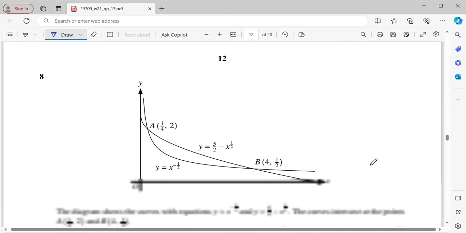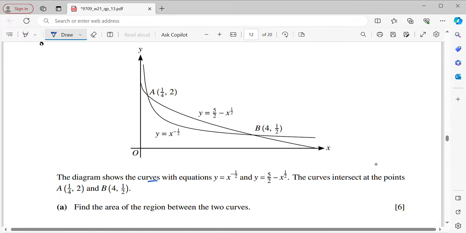Okay, so next question, number 8. The diagram shows the curves with equations y equals x to the power negative half and y equals 5 over 2 minus x to the power half. The curves intersect at the points A and B. So these are the 2 points. Find the area of the region between the 2 curves. So the area between the 2 curves is basically this region. Obviously the region is towards the x-axis, therefore we need to integrate y dx, and it is from 1 over 4, which is the x coordinate of A, until 4. Okay, that's the bounded region.